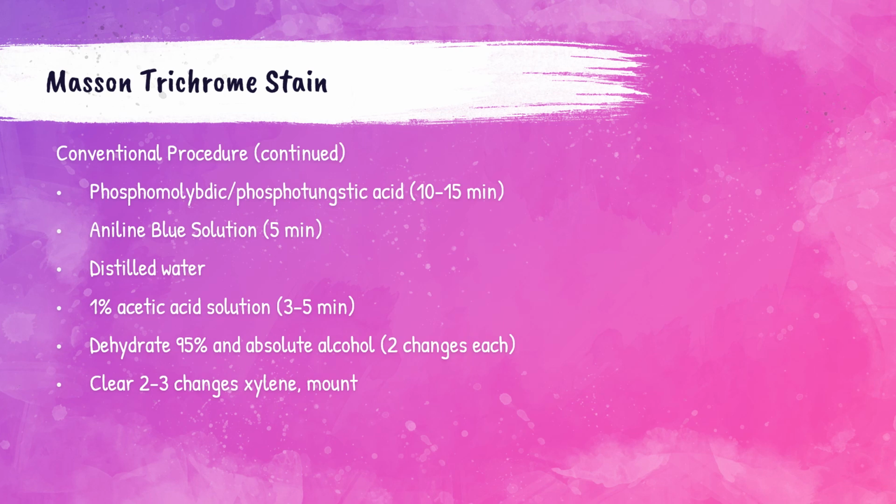After this, the sections need to be stained with the aniline blue solution for 5 minutes, and then, you guessed it, rinsed in distilled water again. After this distilled water rinse, the slide should be placed in 1% acetic acid solution for a 3 to 5 minute period. Then dehydrate with 95% and absolute alcohol using 2 changes each of those. The tissue then needs to be cleared in 2 to 3 changes of xylene and then mounted with synthetic resin.